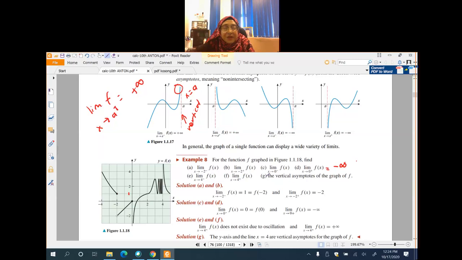For G, the question asks us for the vertical asymptotes of the graph of f. Like I mentioned before, vertical asymptotes happen when you have infinite limits, right? So at how many points do you have an infinite limit? What about this one? This one gives you negative infinity, right? Yes. So you will have a vertical asymptote at x equal to 0. What about other places?